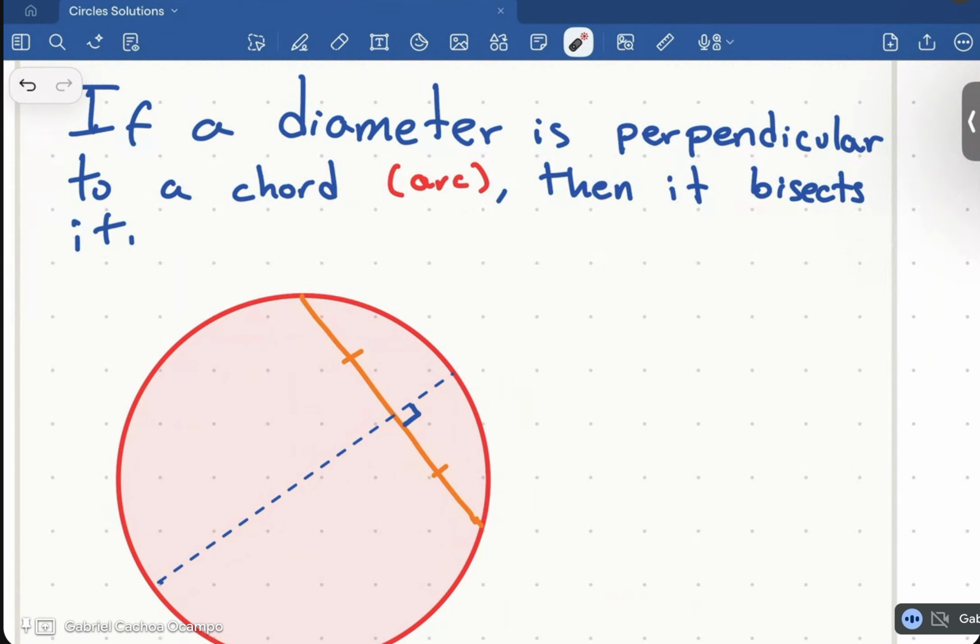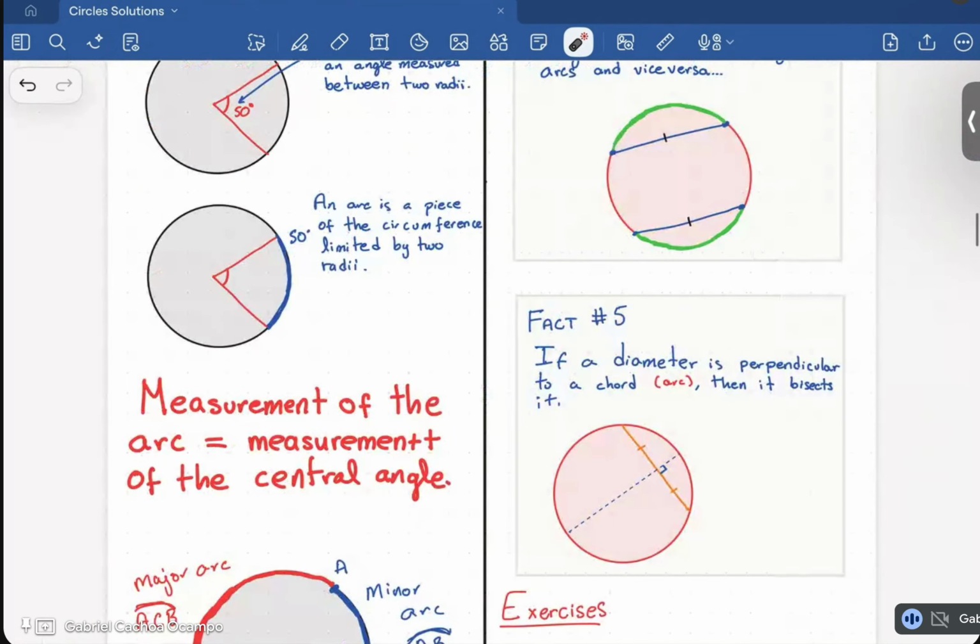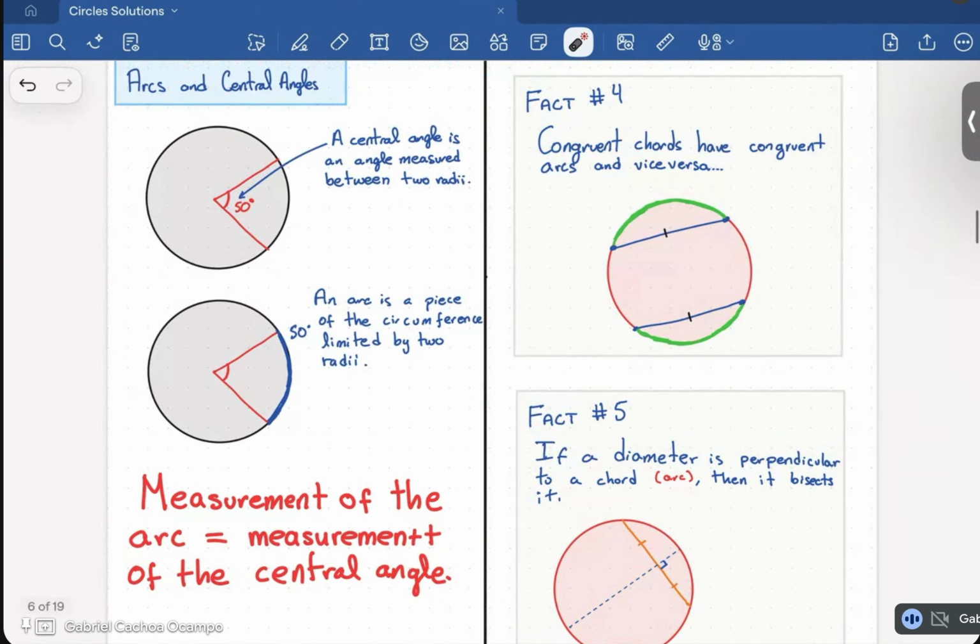What I want you to get from this is that if I am cutting at 90 degrees, I am cutting in half. If I am cutting a chord at 90 degrees, I am cutting it in half. So, the two facts. Are you ready? Let's go.